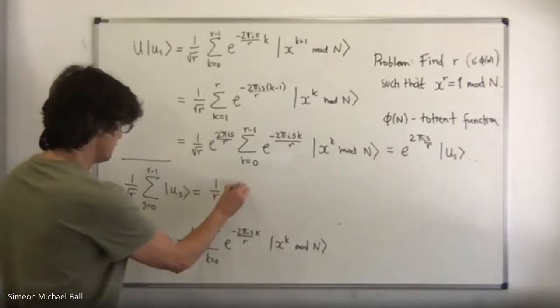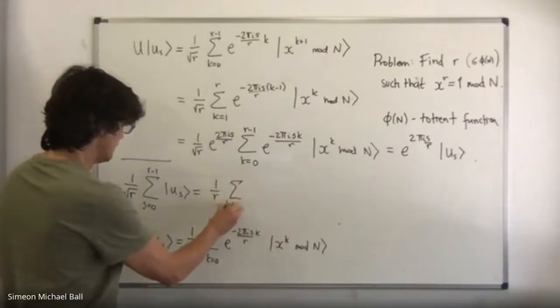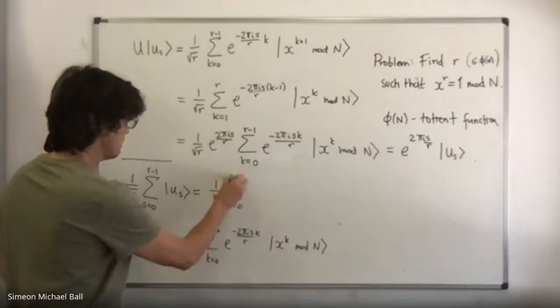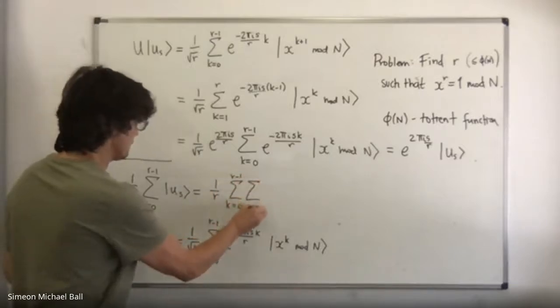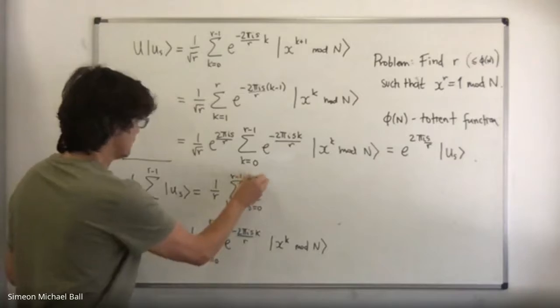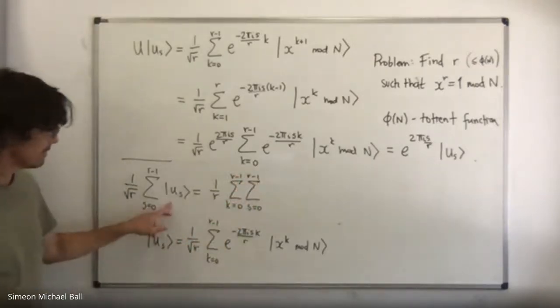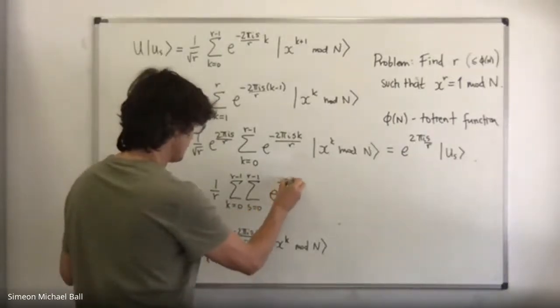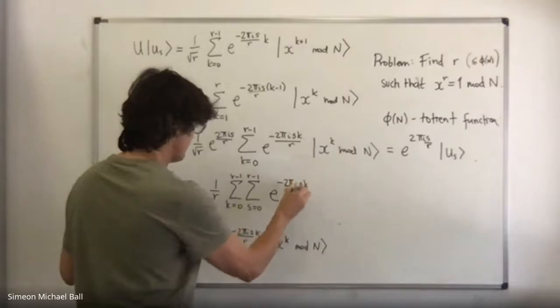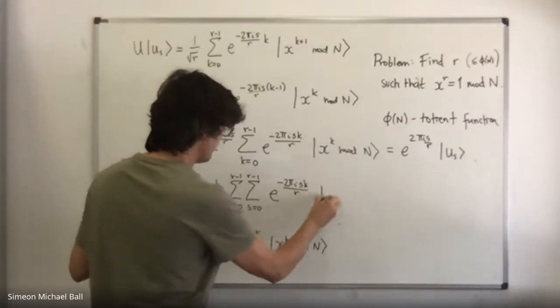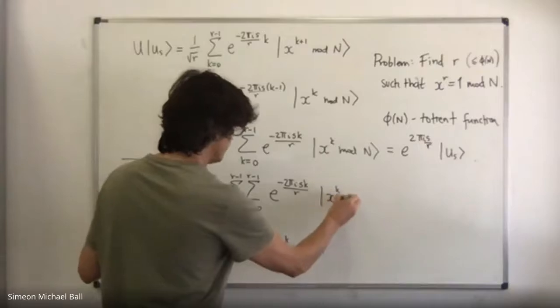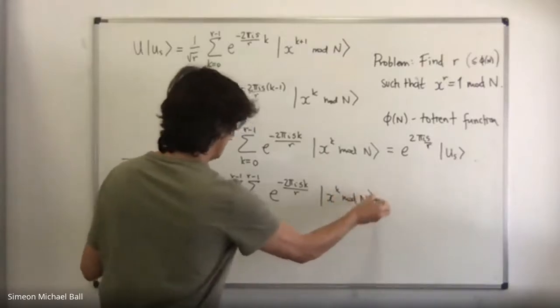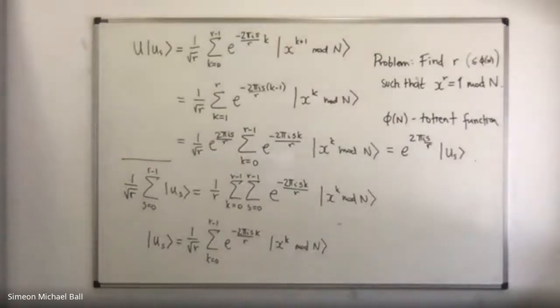We get 1 over r, the sum k 0 to r minus 1. I'm going to switch the sum straight away, because there's one thing we learned to do very early, which is switch sums. That's just fitting in the definition of u s and switching the order of the sums.